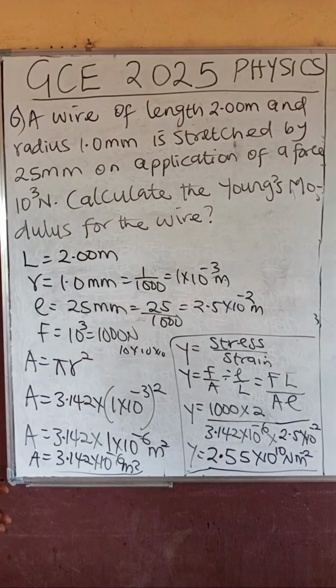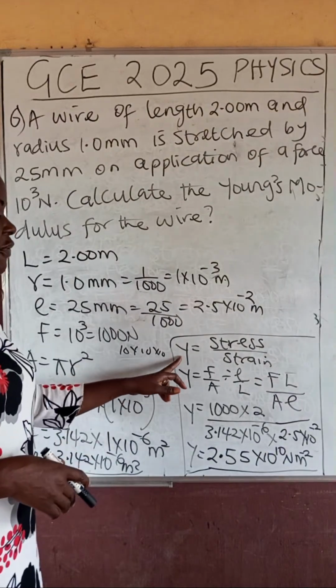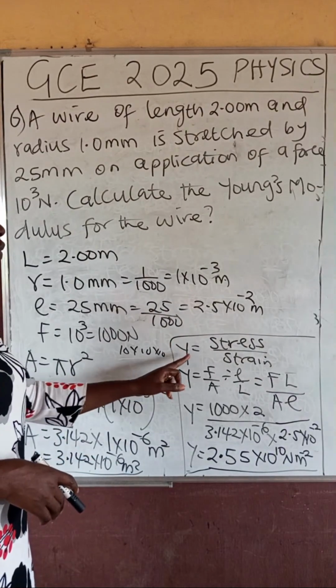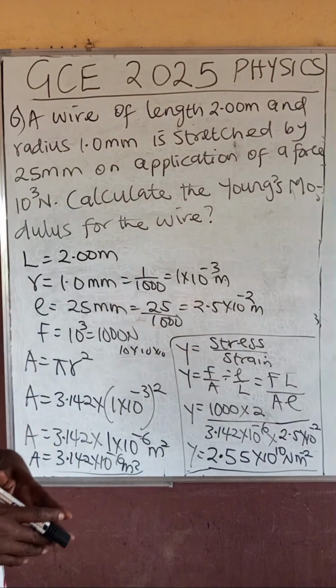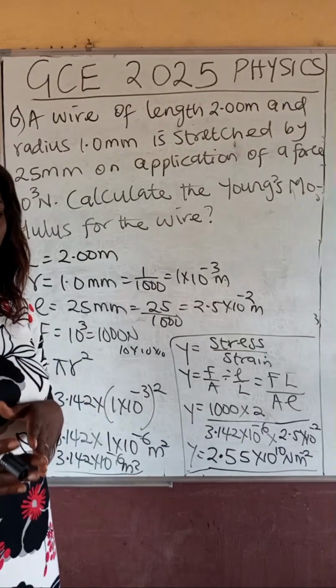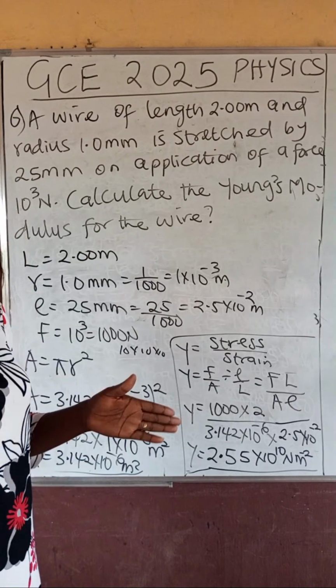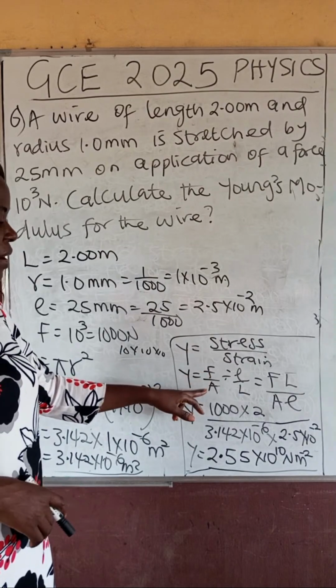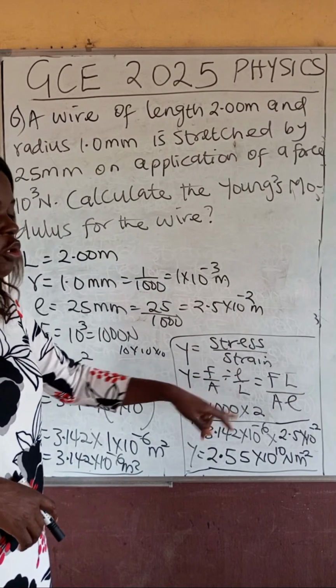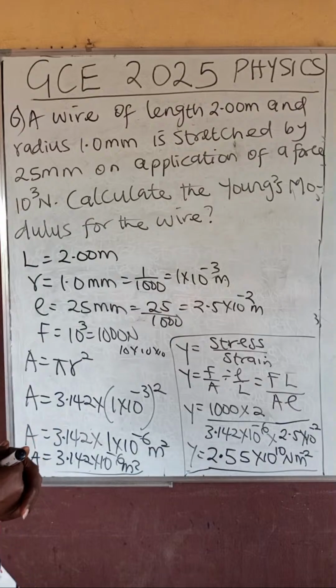All right. For us to remember that Young modulus is equal to stress over strain. You can still see it as tensile stress over tensile strain. They are still saying the same thing. And the stress is equal to force over area, divided by extension over length.